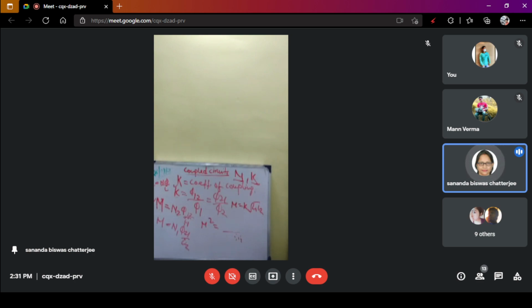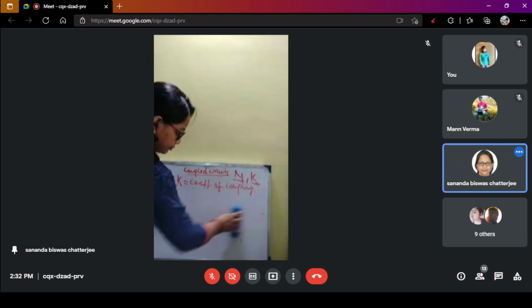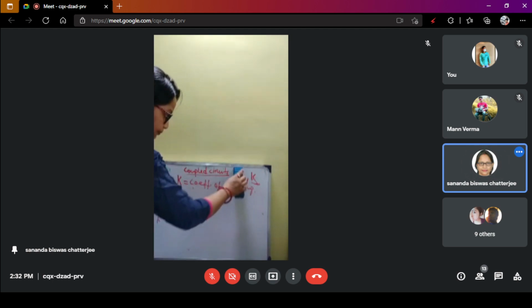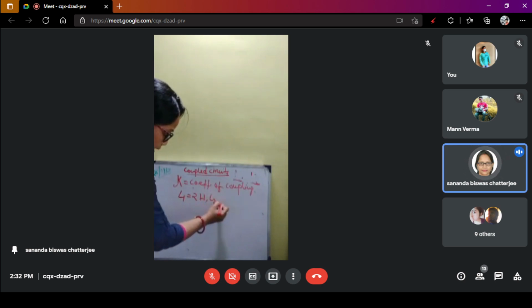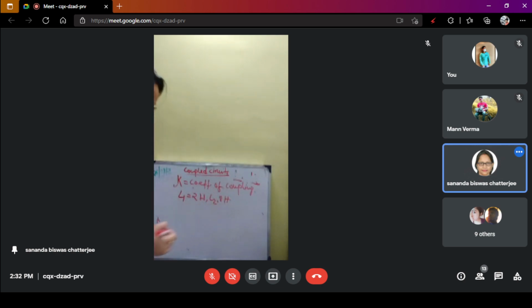Calculate the coefficient of coupling for two coils. It's a very small problem. And I'll give you the values. The two coils are L1 and L2. Okay. So L1 is 2 Henry. L2 is 8.